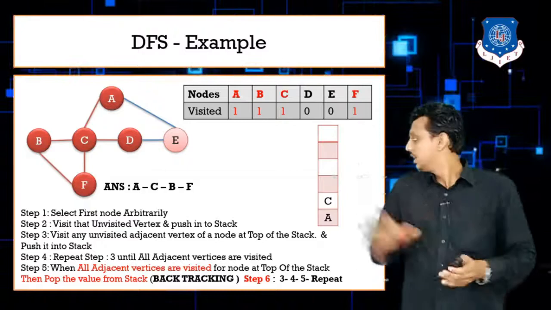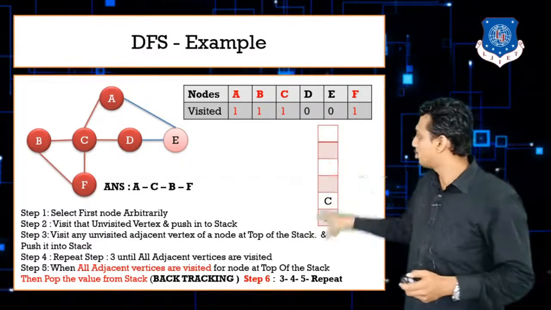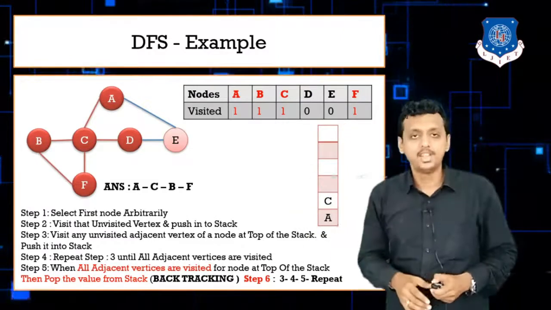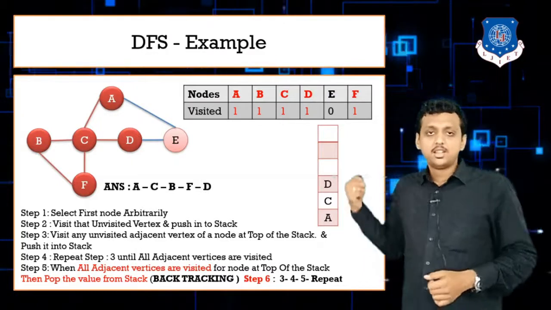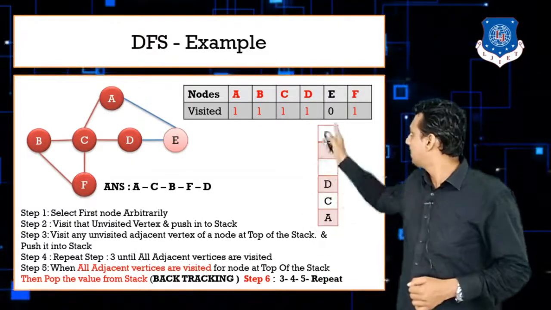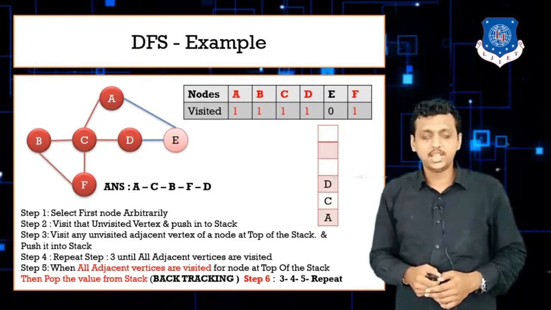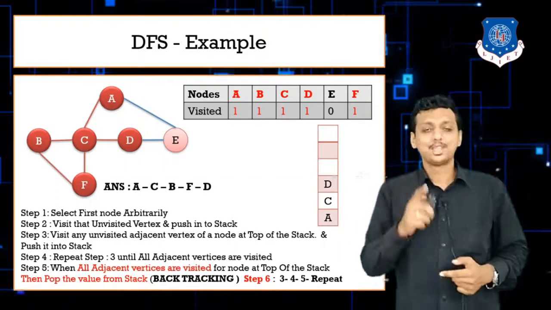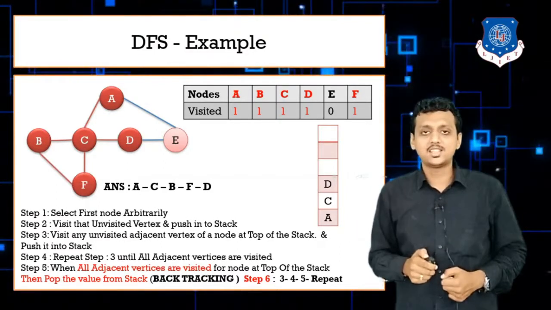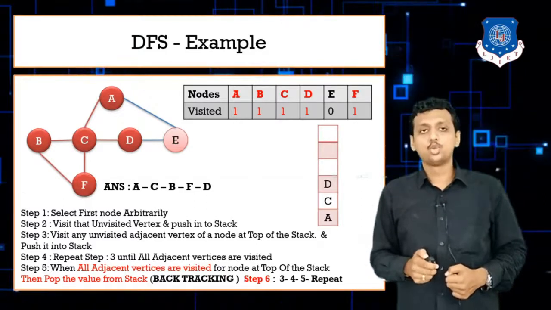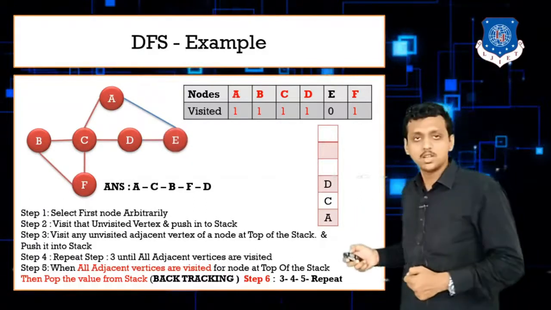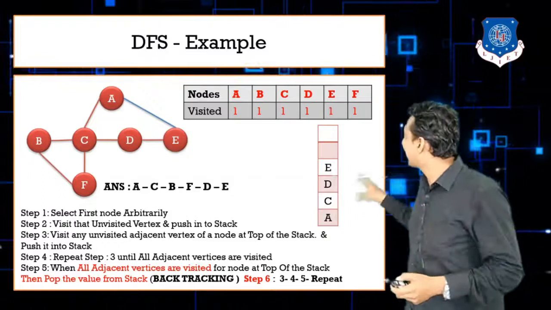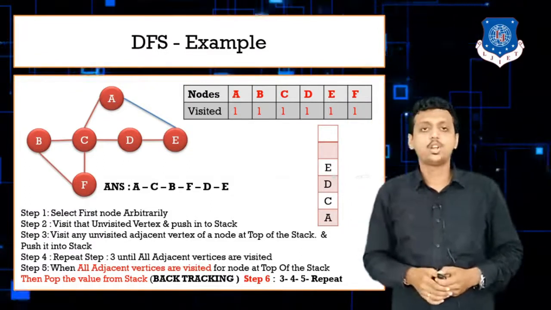Now visit D, push D inside the stack, write D in the answer and make the value of D from 0 to 1. So here it is. D is inside the stack and in the answer column, and the value is 0 to 1. Fine. Now what to do next? Now do all operations for D. Check the unvisited nodes among the adjacent nodes of D, that is E. So move towards E. Visit E, put E inside the stack and write down 0 to 1 for node E.